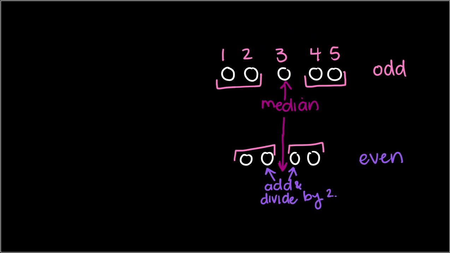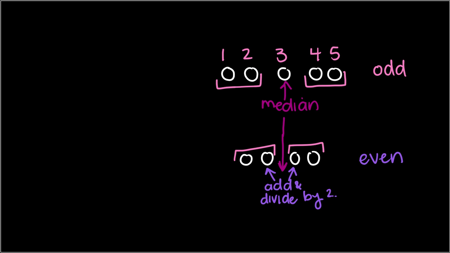But if we have an even number of values, in order for me to split it exactly in half, I need to find a value in between the 2 middle ones. That's why you calculate the mean of those 2 middle numbers. And by calculating the mean, we mean adding them up and dividing by the count, or adding them up and dividing by 2.